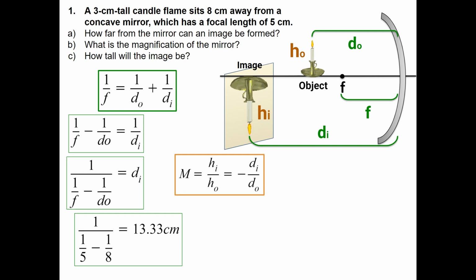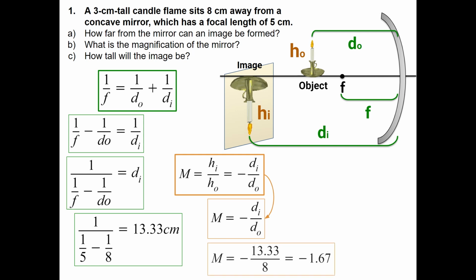Looking up at the problem, it seems like we didn't actually receive either of those variables. They didn't give us those, so we can't use that. So we're going to have to use a version of the equation that says M equals negative DI over DO, because we do have both of those now that we've solved part A. Let's plug those numbers in, shall we? DI, which we just solved for in the previous part, was 13.33. DO was 8. And there's a negative sign in the equation too, so don't lose that. And apparently the magnification of this mirror currently is negative 1.67.